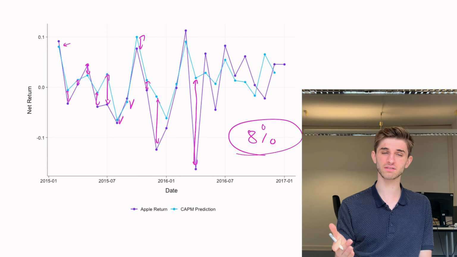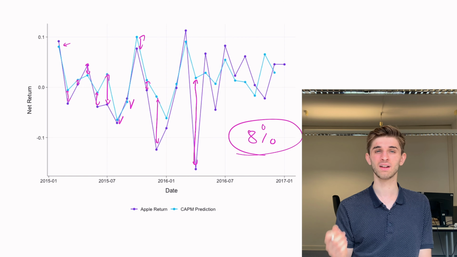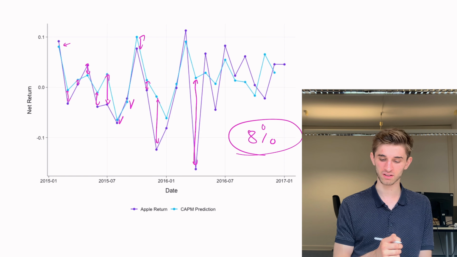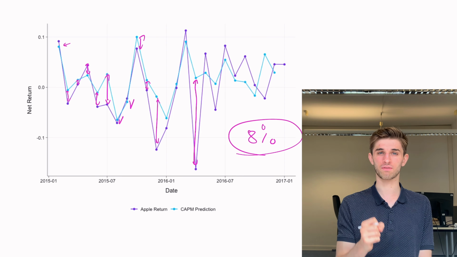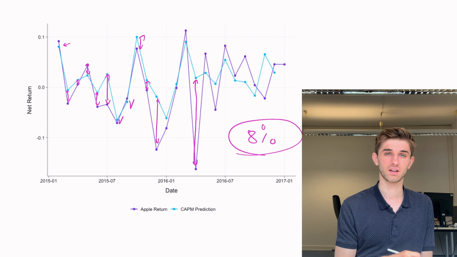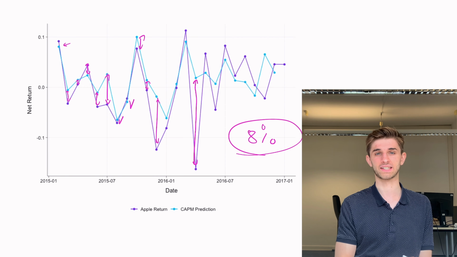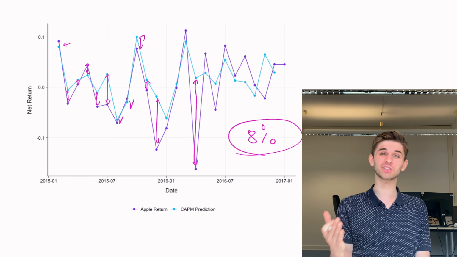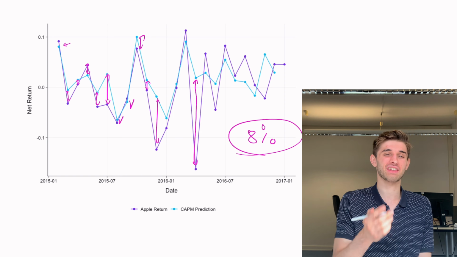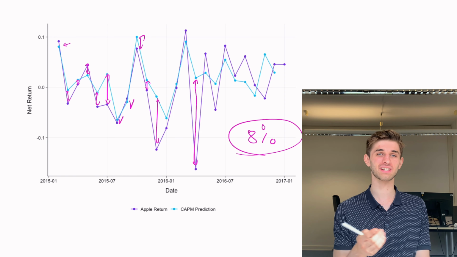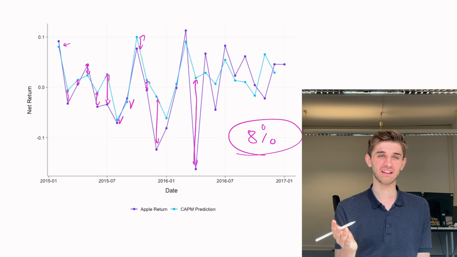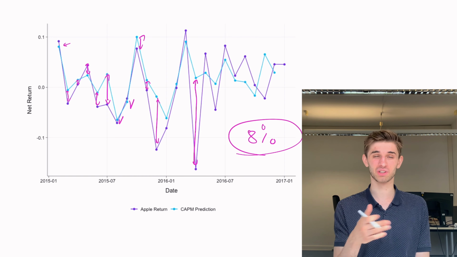In my view, the consensus in academia is that the security market line really does not fit the data well. It's not a good model. It's extremely off in predicting or explaining stock price or stock return data. So why is it still used in finance? Well, I think there are two main reasons. The first one is people have been using it forever. And people like what they've been doing, so they just keep using it.